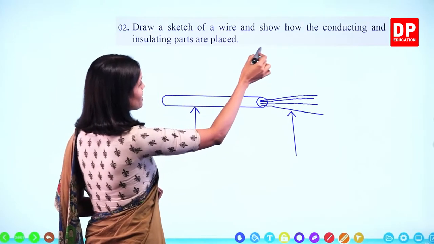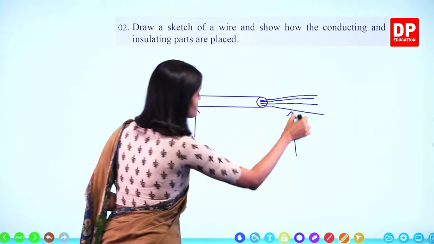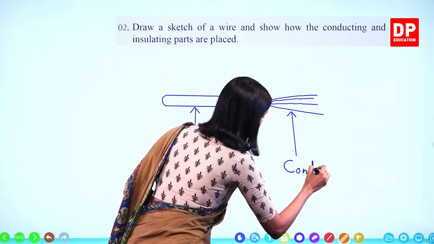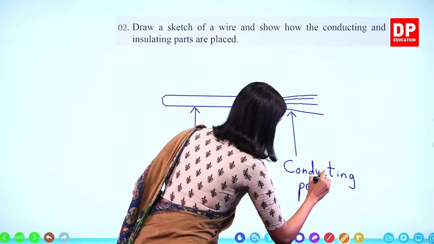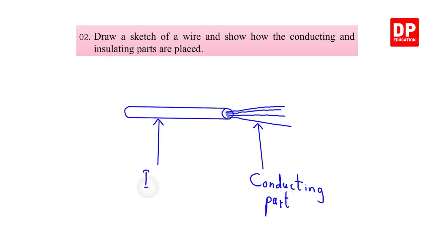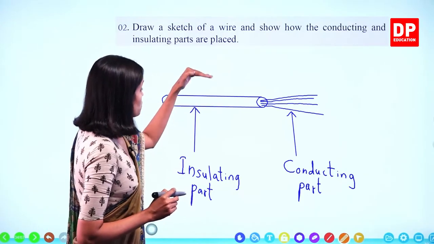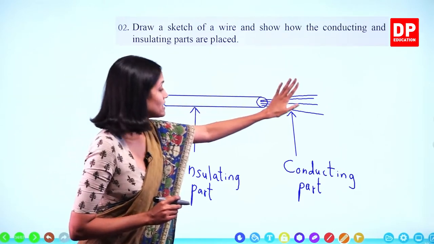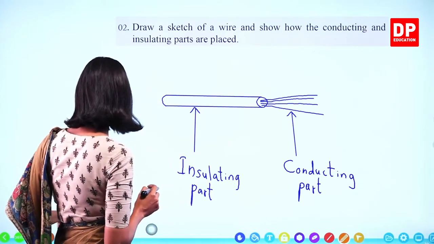So draw a sketch of a wire and show how the conducting and insulating parts are placed. Okay, so this is the conducting part, and this is the insulating part. Okay, this part does not conduct electricity. For the protection of the user, normally conductive wires are covered with these type of insulators. Okay, right, we'll move on to the next.